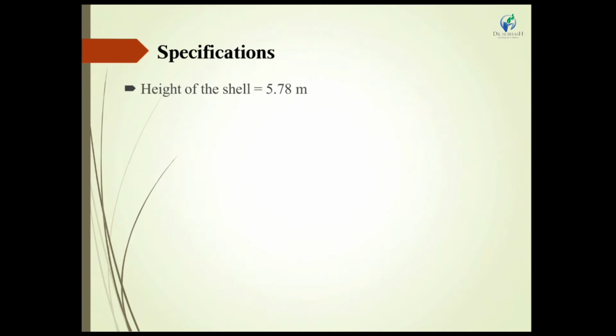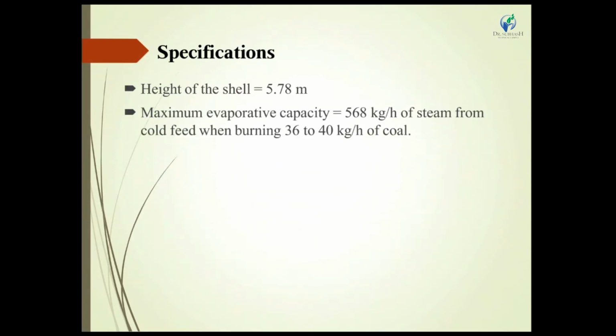The specification of this boiler: the height of the shell is 5.78 meter. Maximum evaporative capacity is 568 kg per hour of steam from cold feed, when burning 36 to 40 kg per hour of coal. Evaporative capacity means generation of steam: how many kg of steam is generated from the boiler.